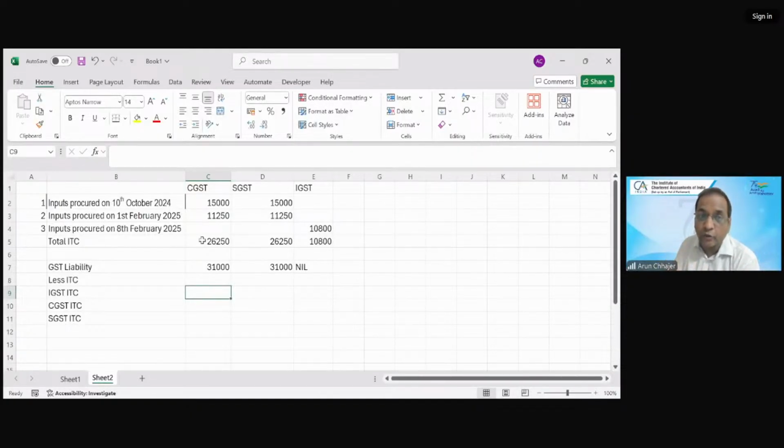कौन सा ITC मैं पहले यूज करूंगा? Will the CGST का ITC be used first for discharging the CGST का liability? मुझे बताइए फर्स्ट कौन सा ITC यूज होगा टुवर्ड द पेमेंट ऑफ 31,000? विल इट बी CGST, विल इट बी SGST और विल इट बी IGST? Still I am getting mixed answers. Some are saying CGST, some are saying IGST. Answer is IGST.